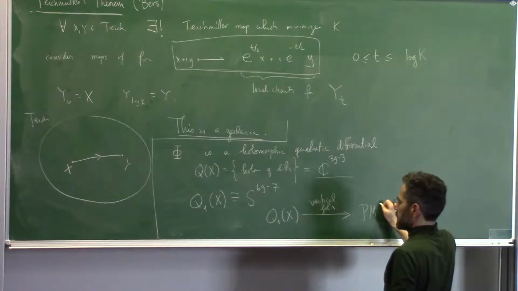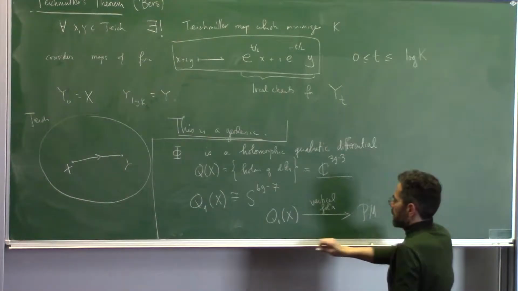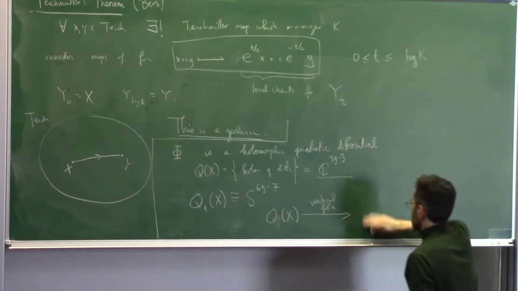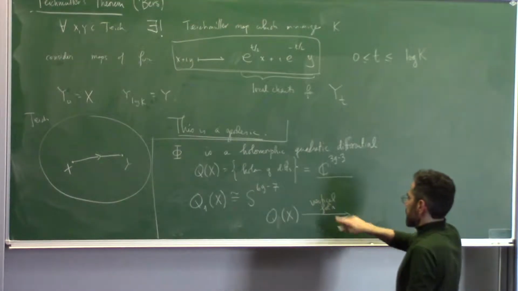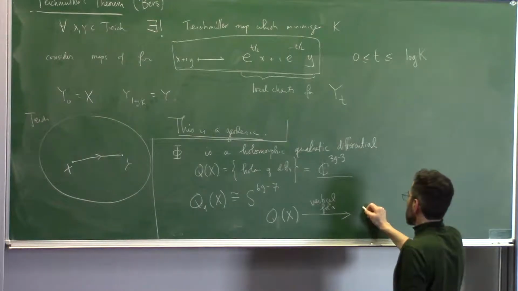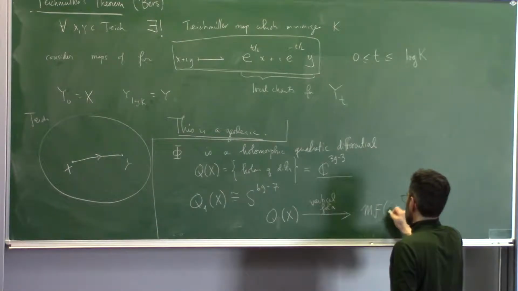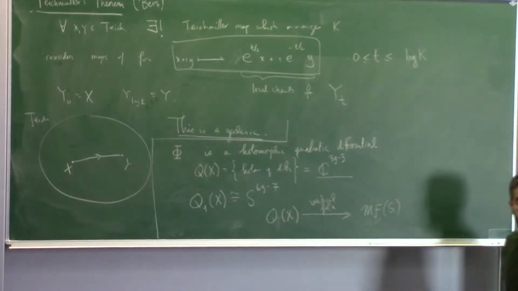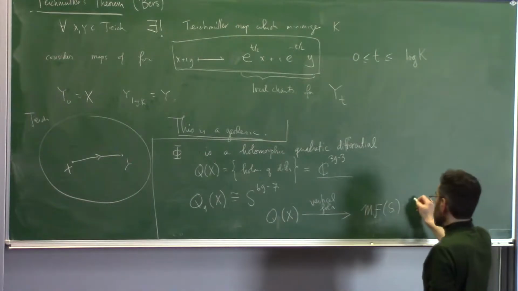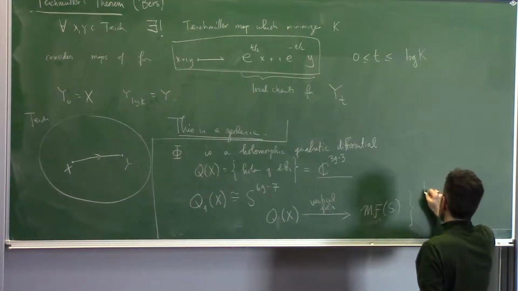Actually, maybe I don't need the... sorry, forget the one for a second. Take the whole thing, extract the vertical measured foliation, and you will get a measured foliation. Okay, so this is that picture. So the theorem is that this is a homeomorphism. This is a theorem of Hubbard and Masur.